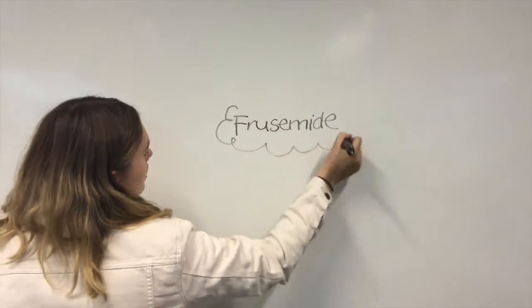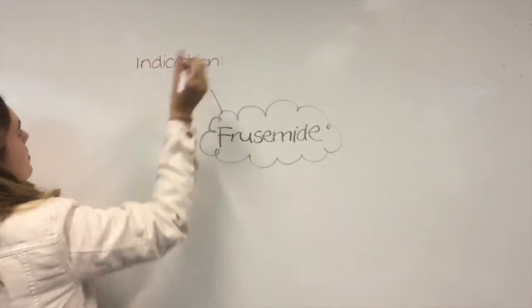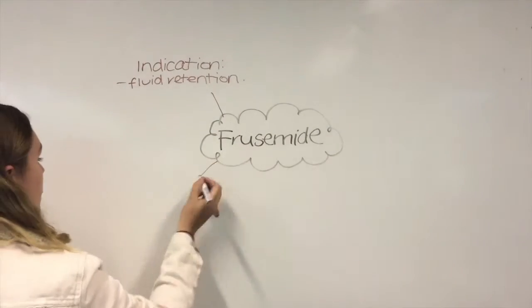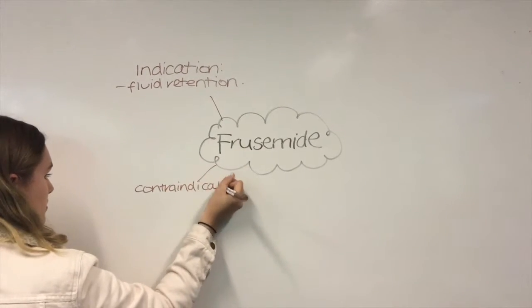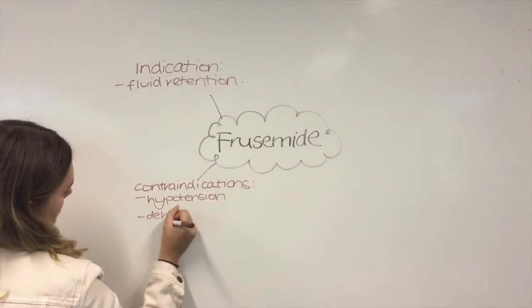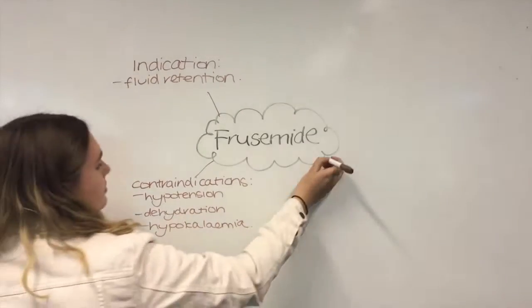The medication that can be given to Sam is a loop diuretic such as furosemide. Furosemide can be used to treat Sam's fluid retention and to remove excess fluids and edema. Contraindications of taking furosemide include hypertension, dehydration, and severe untreated hyperkalemia, hyponatremia, or hypovolemia.